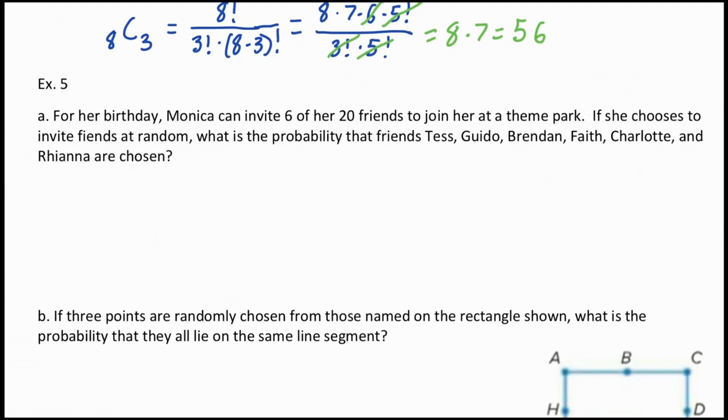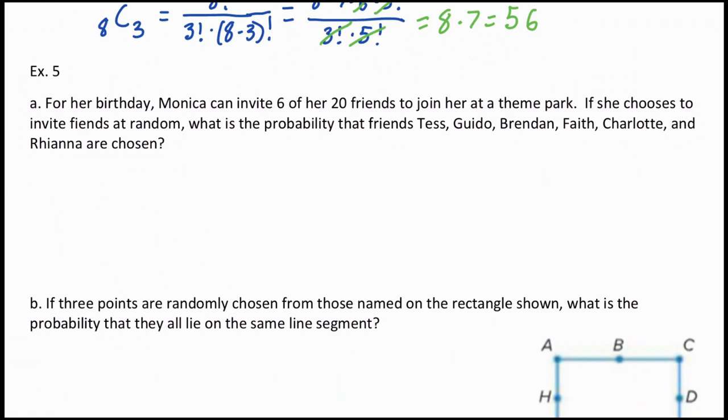Okay. So for her birthday, Monica can invite 6 of her 20 friends to join her at a theme park. If she chooses to invite friends at random, what's the probability that friends Tess, Guido, Brendan, Faith, Charlotte, and Rihanna are chosen? I can't pronounce words today. All right, so how many people do we have total? 20. How many people are we picking? We're picking 6, right? So how am I going to write that? 20 factorial over 6 factorial times (20 minus 6) factorial. Very good.